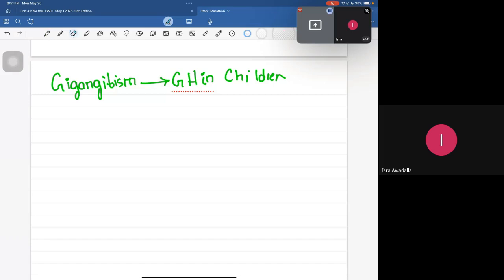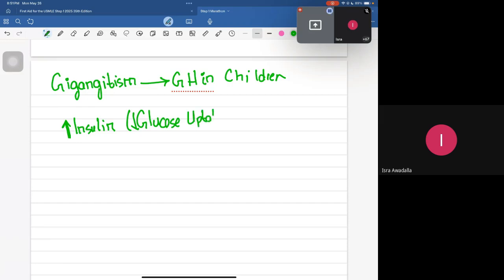Now there are some physiological effects of growth hormone as well, and all of these effects are very important. What are those effects? Number one, growth hormone is going to increase insulin resistance. As a result, it's going to decrease the glucose uptake into the cell.